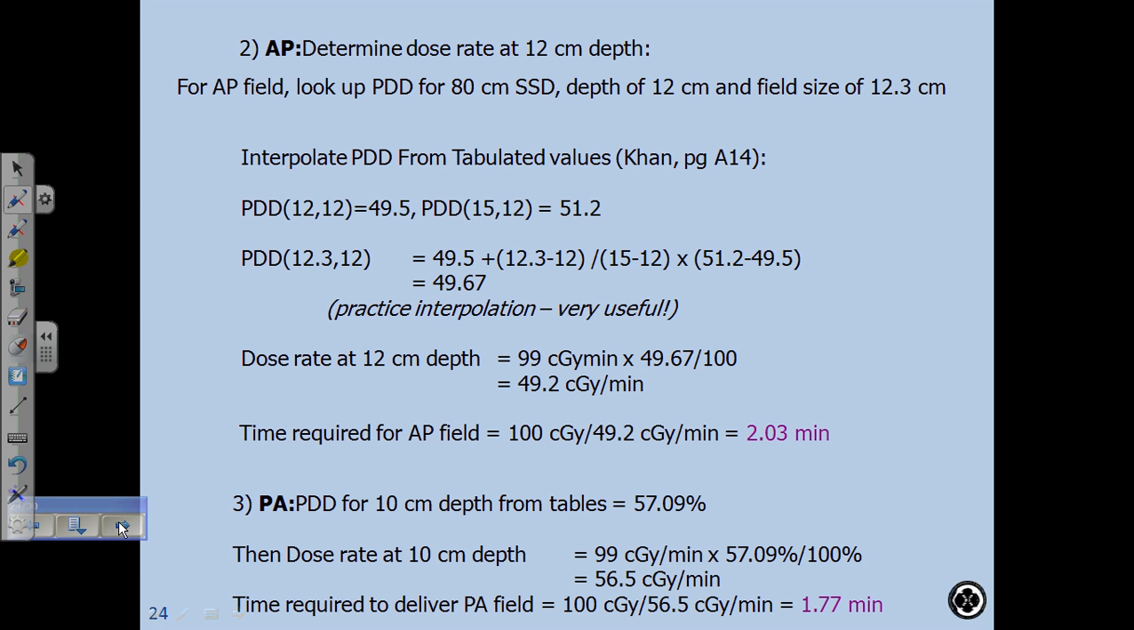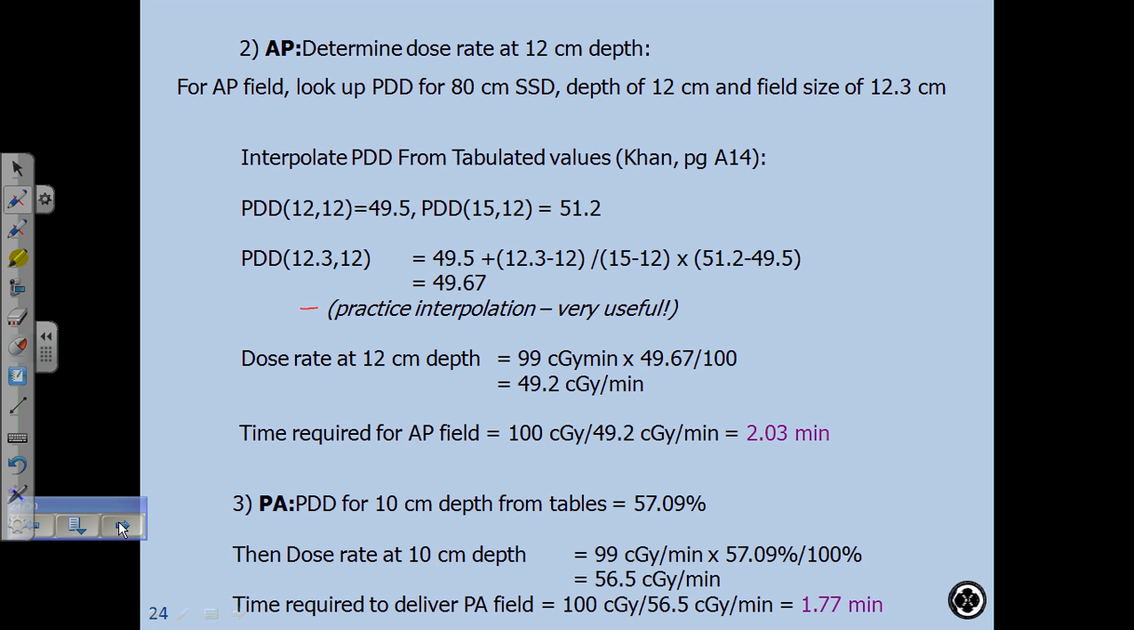Oh, here. So I did, yeah. AP, determine dose rate at 12 cm depth. Look up PDD for 80 centimeters, depth 12, and field size. And then what I did here is an interpolation. So you guys can look at this. This is how you interpolate between fields. Practicing interpolation is very useful.